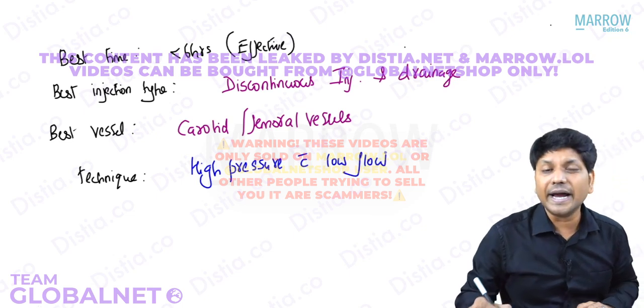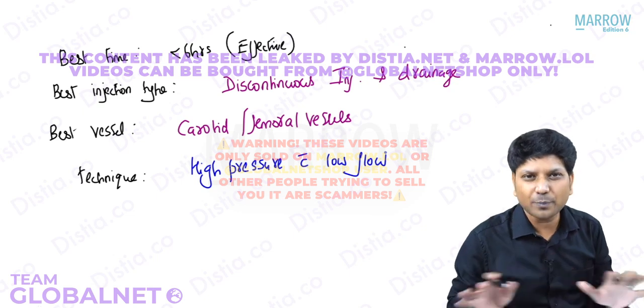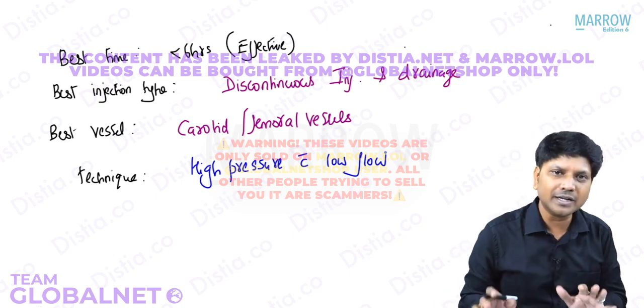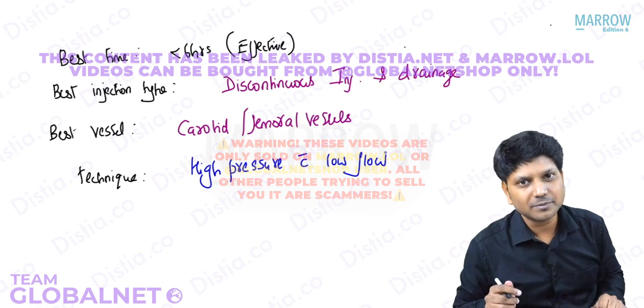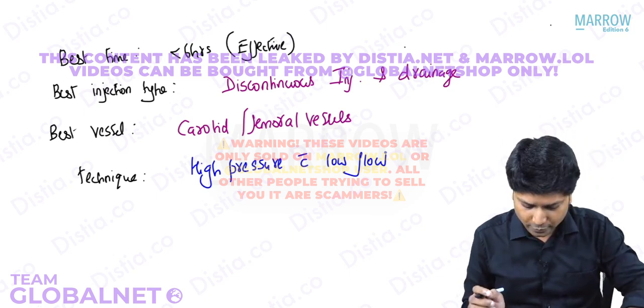We need to inject the solution in high pressure with low flow. This is to ensure that you are perfusing the tissues appropriately, so that the perfusion will be better and the preservation of the body will also be better. That is why we have to do it.